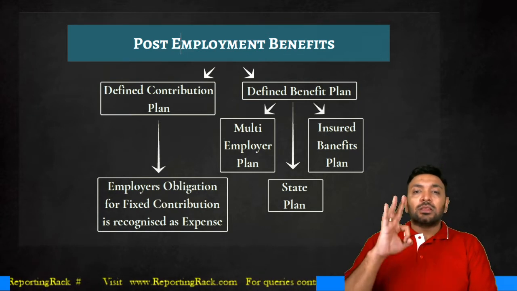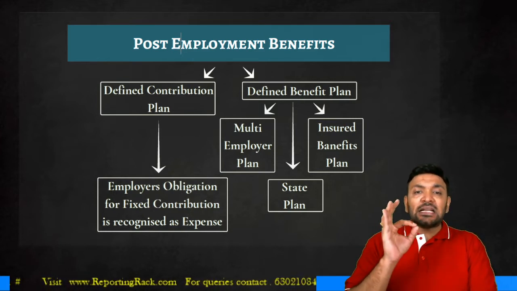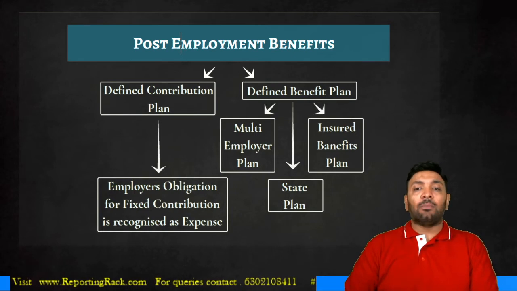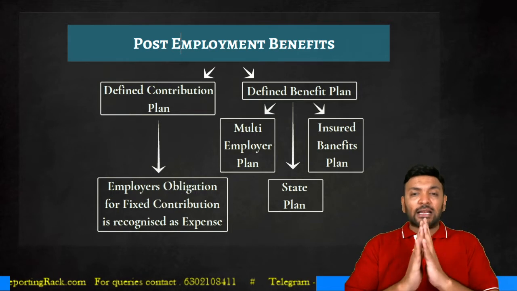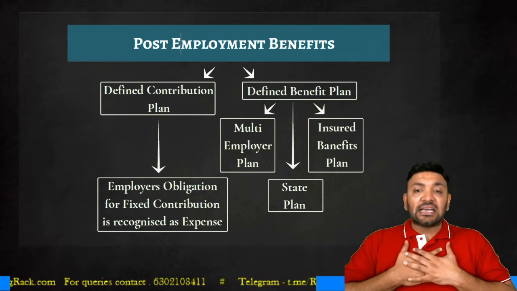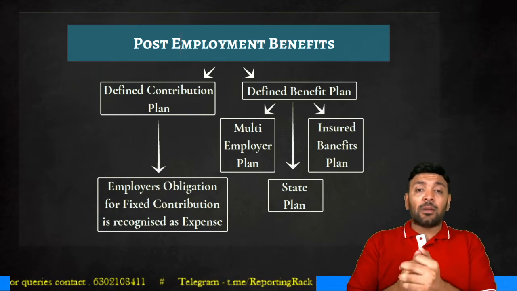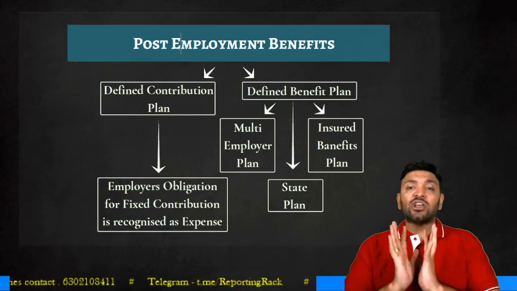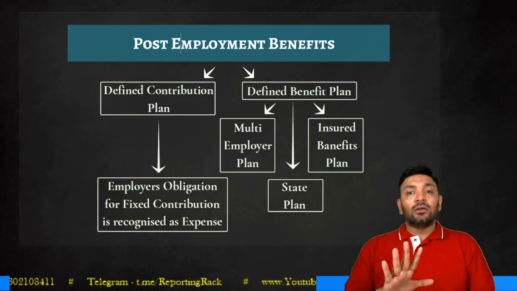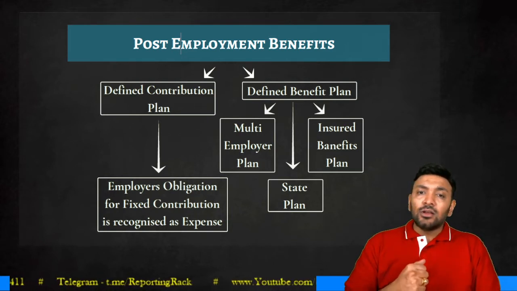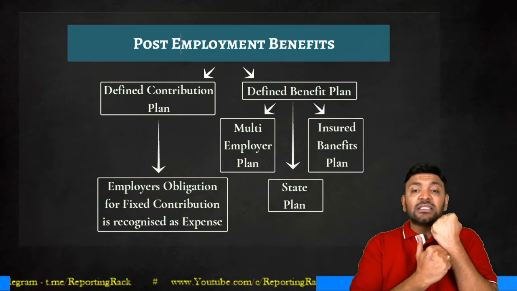Third, most famous, 99% of enterprises today to manage their defined benefit plans have gone into insured benefit plan. What is an insured benefit plan? Under insured benefit plan, logic is very simple. Employer has a risk. What risk? To pay employment benefits under post-employment benefits to the employee whenever he leaves the organization. When he leaves, uncertain. What is his last drawn salary? Uncertain. So much of uncertainty is there. These uncertainties have to be borne by the employer. The employer has to absorb these uncertainties.